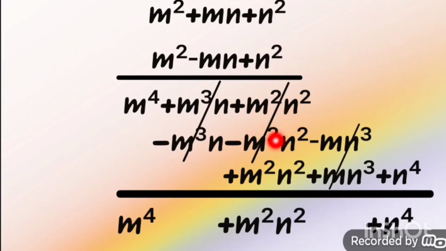Minus m square n square and plus m square n square will be cancelled out here. Plus m cube n and minus m cube n again will be cancelled out because these have opposite signs. Now the answer will be n raised to power 4, m square n square and m raised to power 4. So m raised to power 4 plus m square n square plus n raised to power 4 is the product of first two polynomials. Now we will multiply this product with the third polynomial.